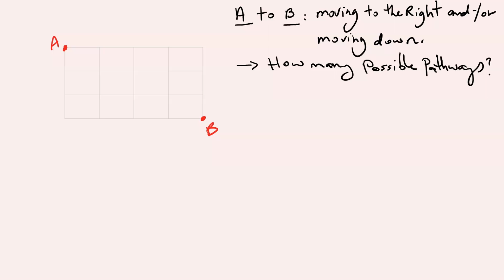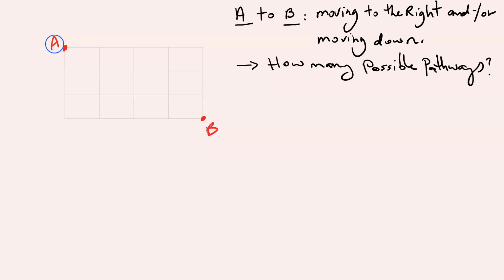Okay, so we have a pathway problem. This is a very famous pathway problem that shows up in permutation combination type of questions. We have this pathway that you can see is a grid. We want to go from point A to point B, and the only restriction is that you have to move to the right and/or down to get to point B. We want to know how many possible pathways we can use to go from point A to point B. Now, the solution to come up with this.